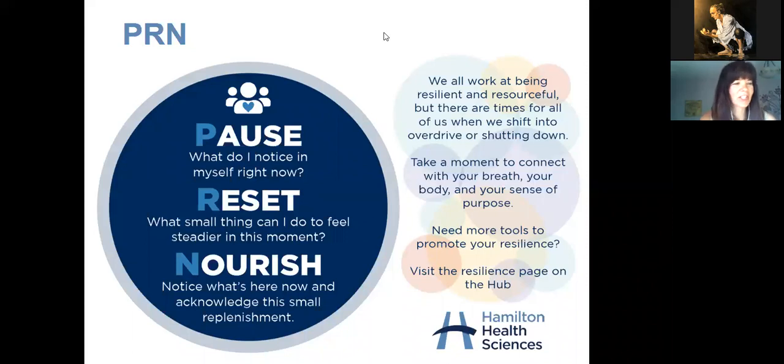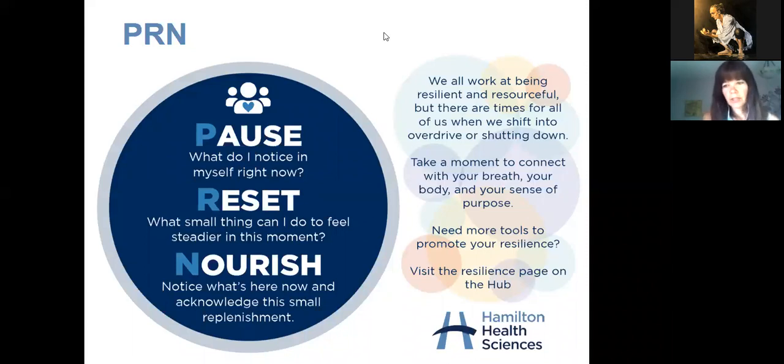So wonderful, nourishing things, but it's just almost so much. And I think the Pause, Reset, Nourish framework, what I hope is different about this framework is that it really is about helping us to create a habit. It recognizes that we already are resourceful and resilient.